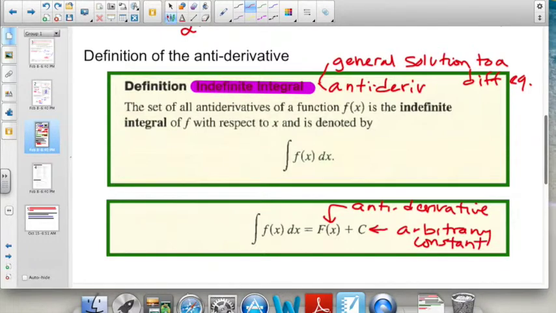So long story short, just keep finding antiderivatives the way you've always found antiderivatives, and then we're not going to worry about evaluating them, so we have a lot less math to do. Hooray for that. Okay, got less math to do, we're just going to throw a plus C on the end. Okay? So any questions about that?